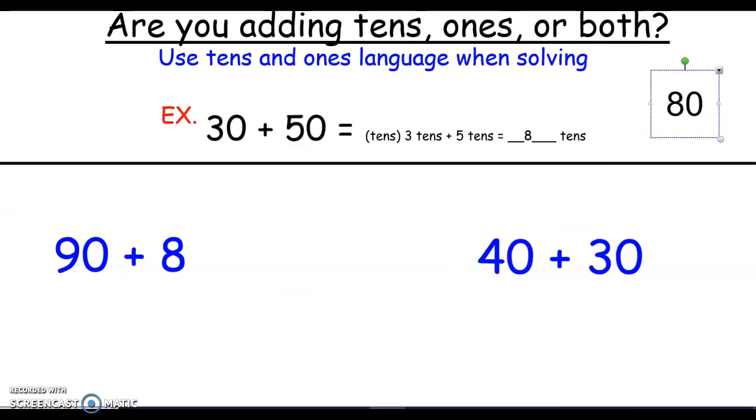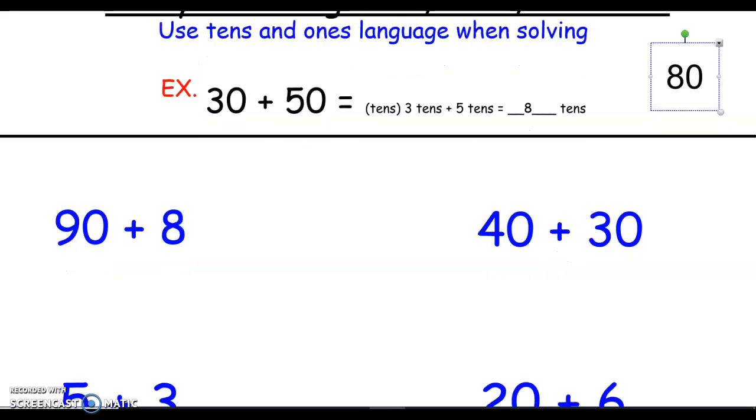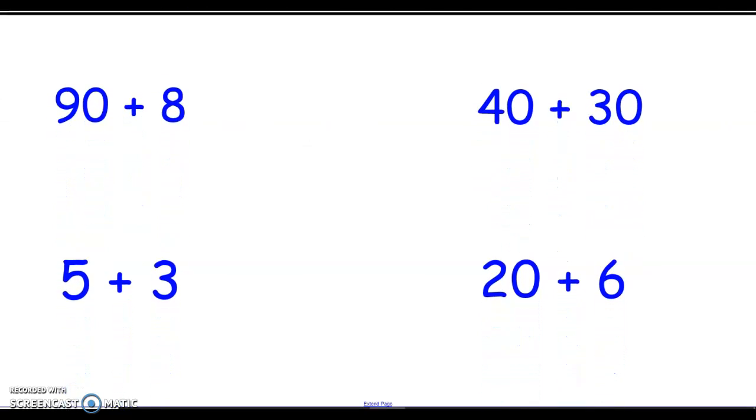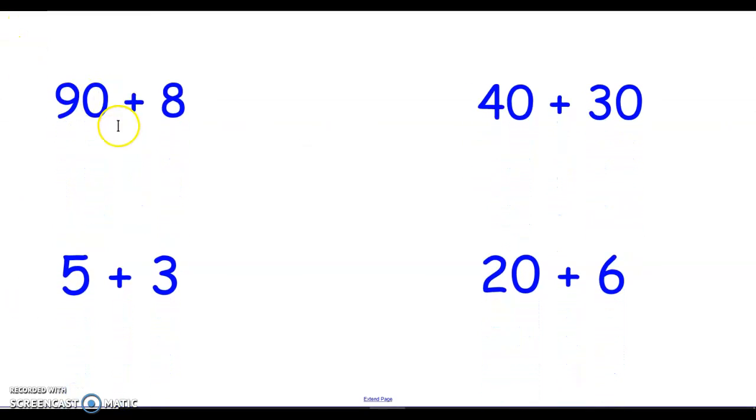8 tens. Okay, let's talk about 90 plus 8. Okay, so we have 90 plus 8. We have 9 tens plus 8 ones. Okay, and I would suggest that you draw it out so that you don't get confused. All right, the 8 is taking the place of the 0, right? It's just going to cover it up. This is going to go into the ones place. But for now, let's draw it out, okay?